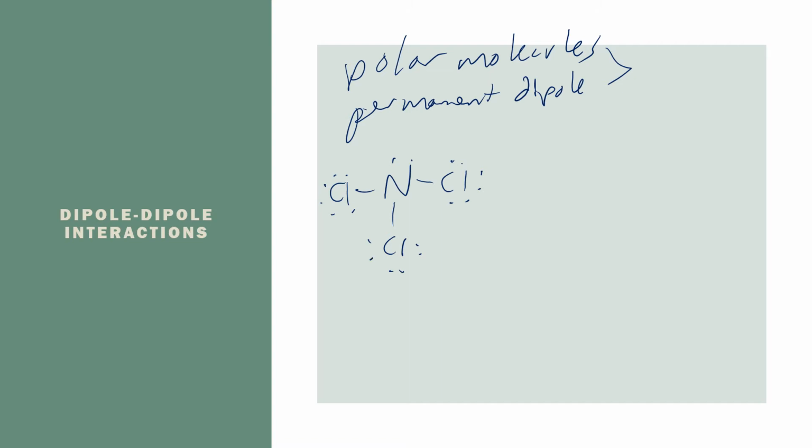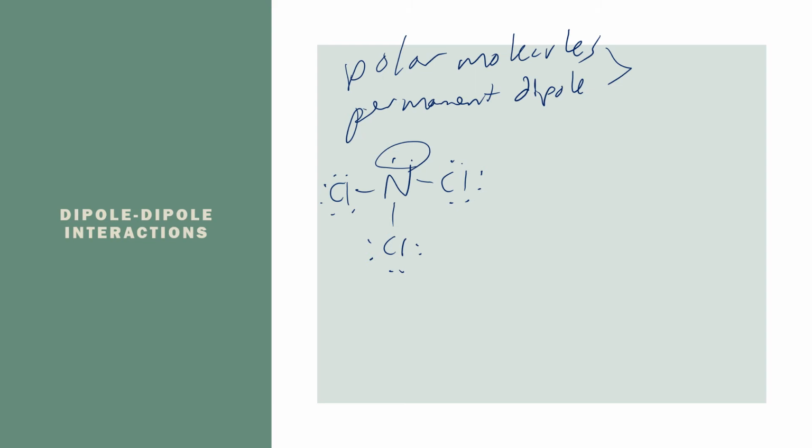Okay, so NCl3 is a trigonal pyramidal molecule. It has a permanent dipole because of this lone pair here. So it's going to have that uneven charge distribution, so it would have a permanent dipole. Let me draw another one. This one may be a little simpler to see.